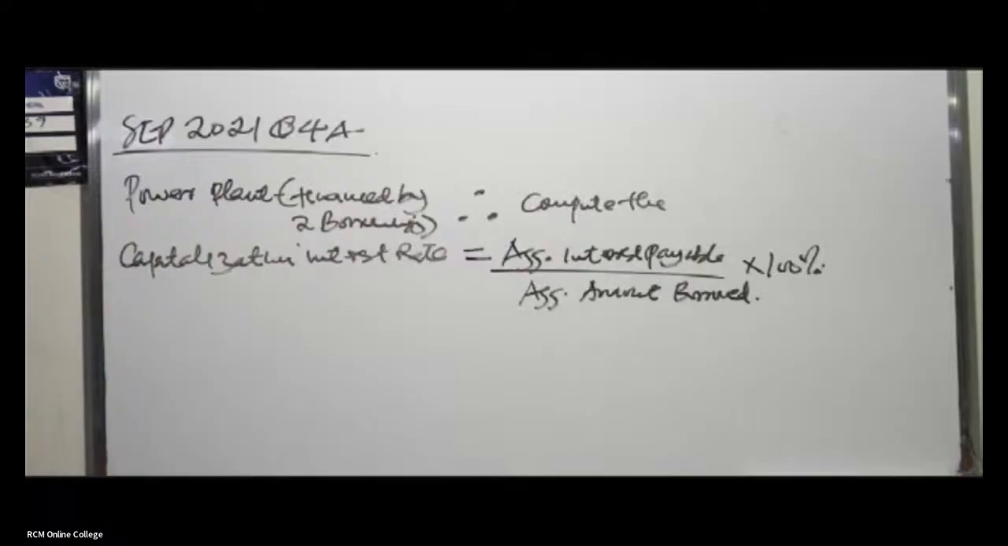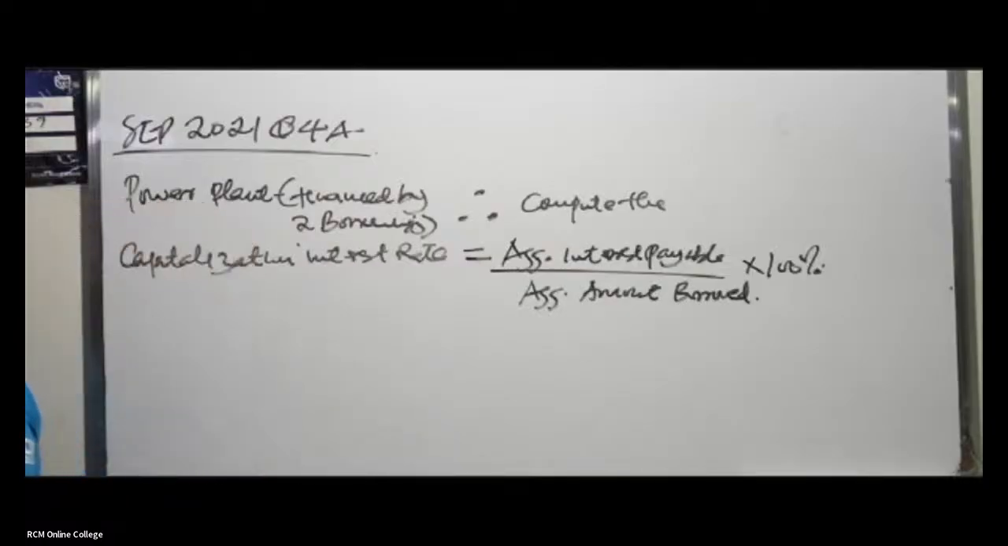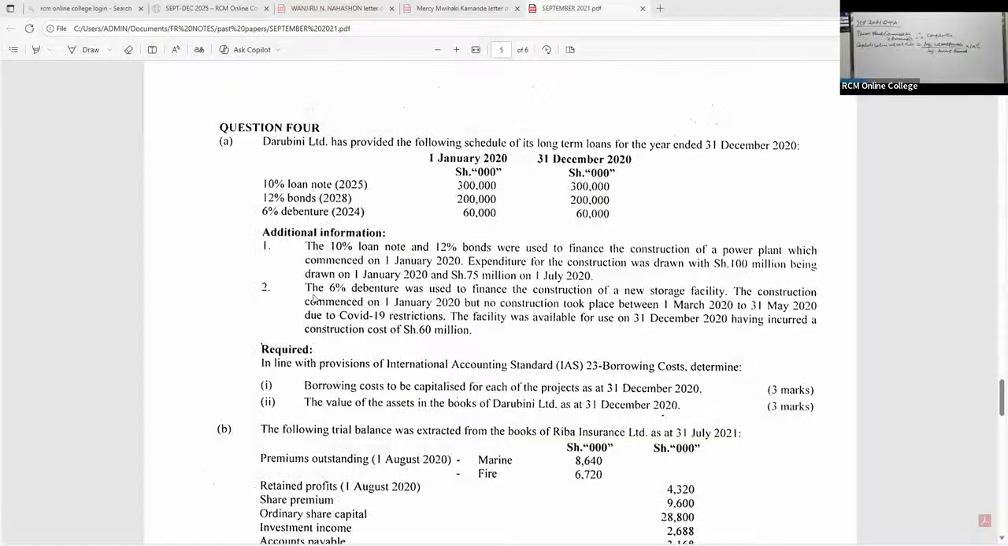For the first loan, the interest rate is 10%. It's a 10% loan note, and the amount borrowed was 300,000. Let's confirm whether our figures are in millions or what. They are actually in thousands. So the first amount borrowed was 300, and the second one was 200. This one is 10% interest, and this one is 12% interest. And therefore we have to get what?